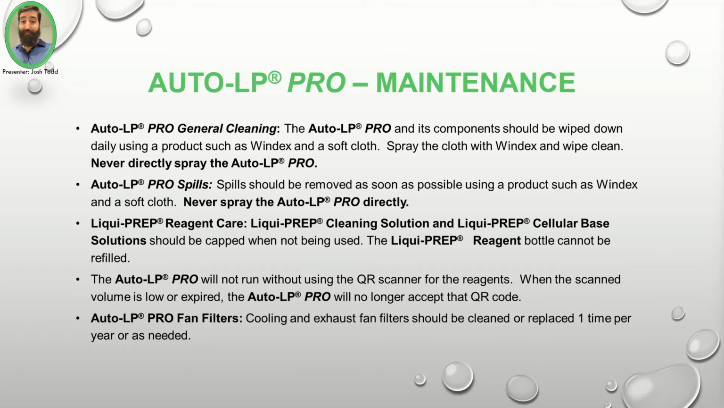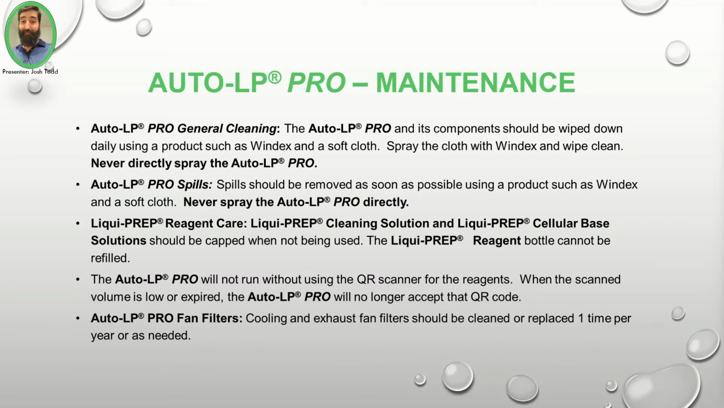AutoLP Pro maintenance. The AutoLP Pro and its components should be wiped down daily using a product such as Windex and a soft cloth. Spray the cloth with the Windex and wipe clean, never directly spraying the AutoLP Pro. Spills should be removed as soon as possible using products such as Windex and a soft cloth. Once again, never spraying directly inside of the AutoLP Pro.